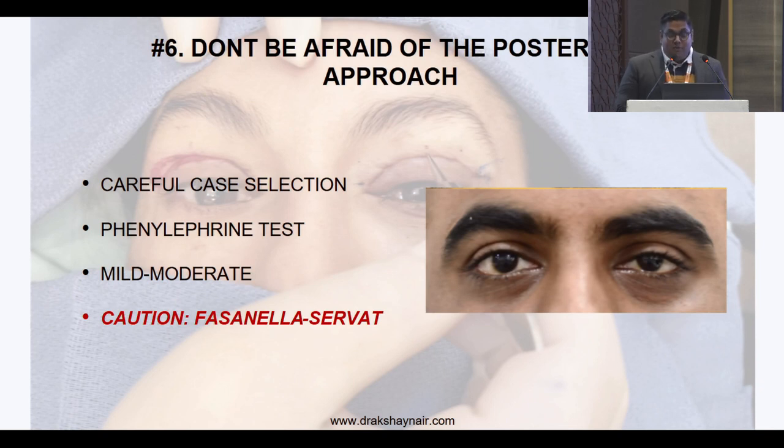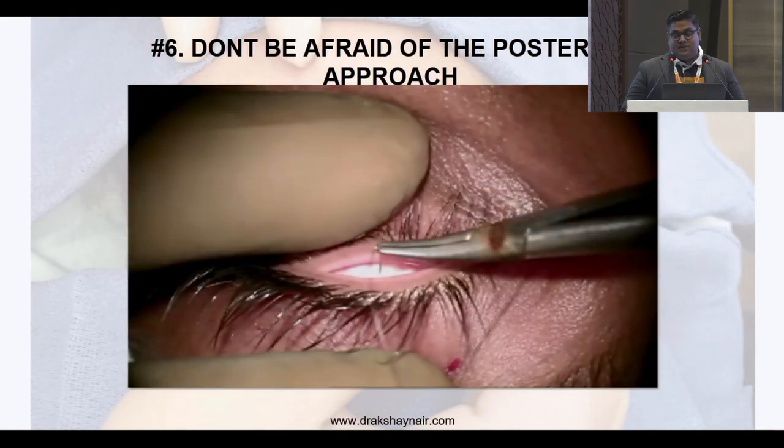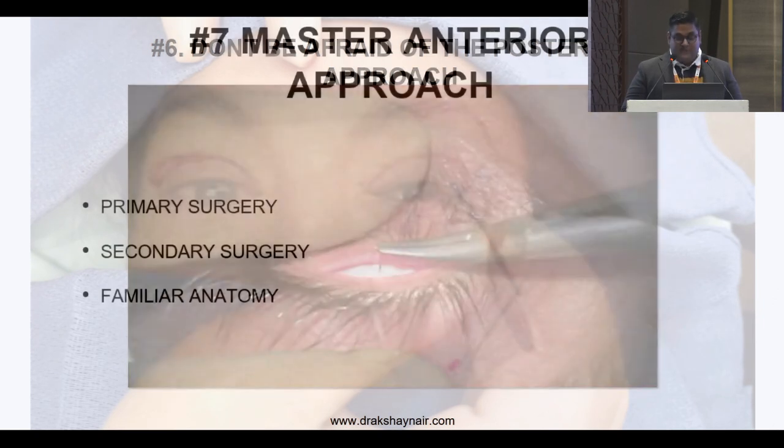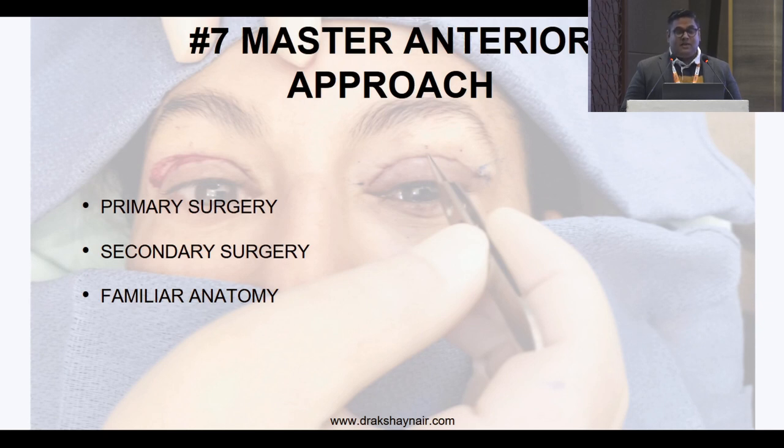Going back to being flexible and not always sticking to one approach of ptosis, with careful selection based on your phenylephrine test, good cases of mild or moderate, even congenital cases, can be operated well with a posterior approach. I have personal reservations against Fasanella Servat, but I think the Conj MMCR is a very good option. So don't be afraid of the posterior approach, and with good selection, you may actually get good results, but master the anterior approach, because whether it's a primary ptosis surgery, and even if your posterior approach has failed, your anterior approach is your fallback option, because you're so familiar with the anatomy.